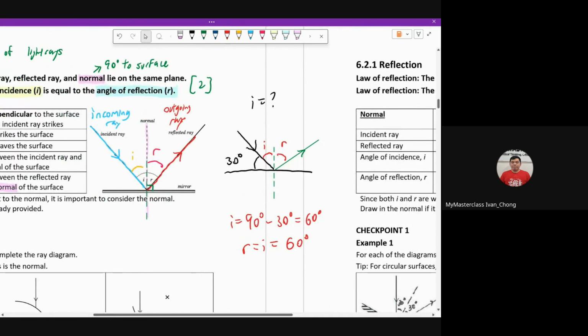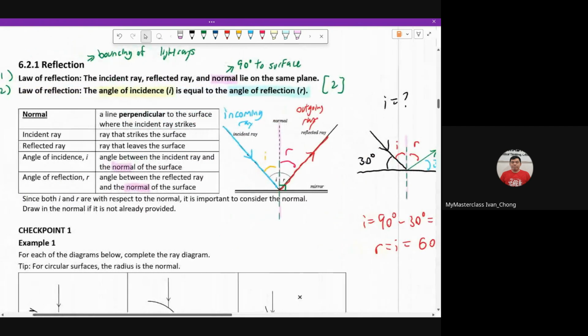So when you draw this, you'll notice that your normal is your line of symmetry. So if you flip this over, this will be the exact same number. And this also means that this is 30 degrees. Okay? So do take note, your normal is very, very, very important. We always try to draw your normal at the very first step.